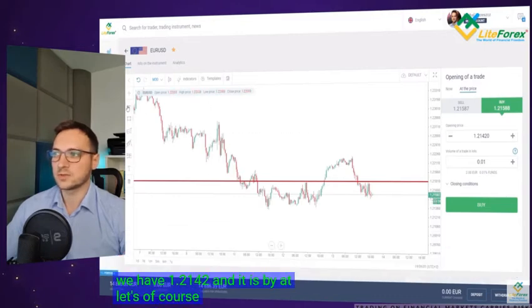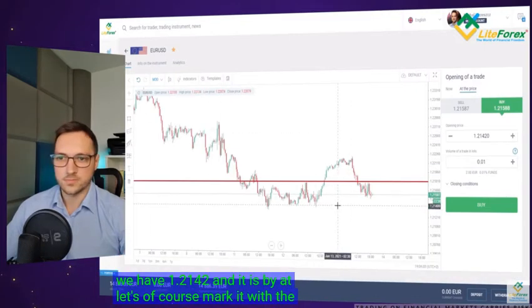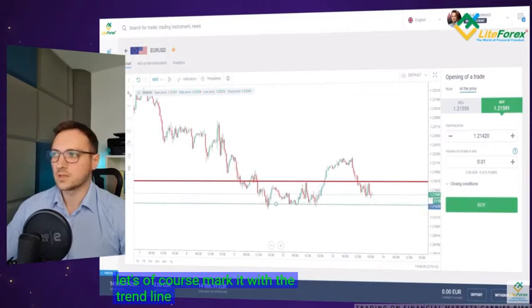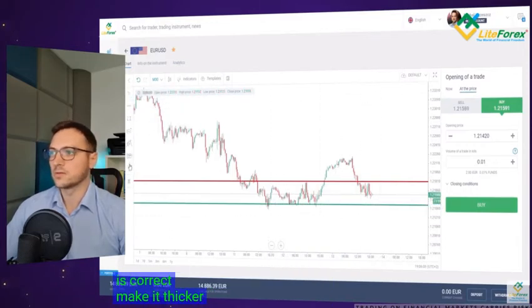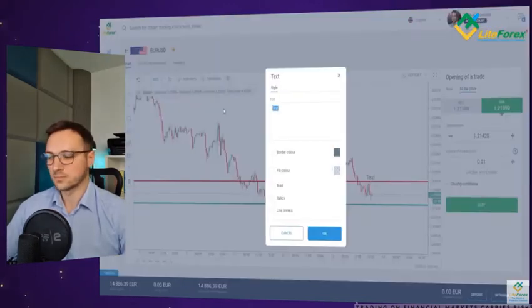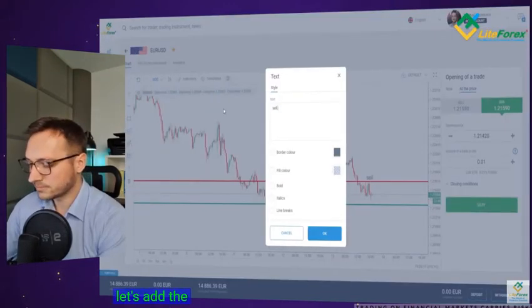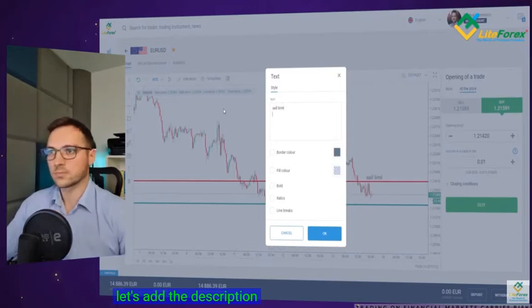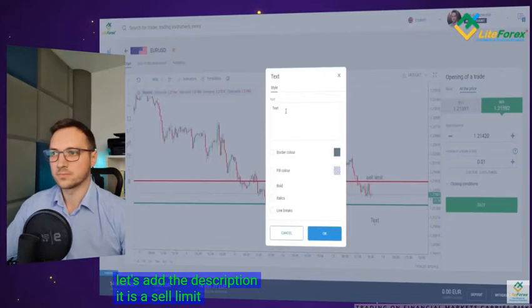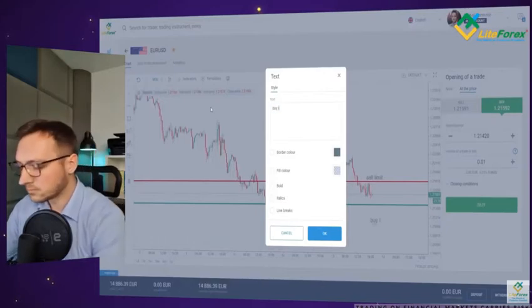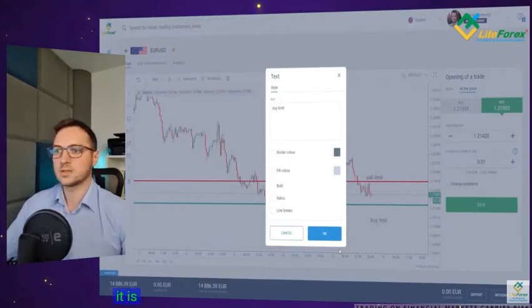Let's of course mark it with the trend line. It is green, so it is correct. Make it thicker. Let's add the description. It is a sell limit. It is a buy limit.